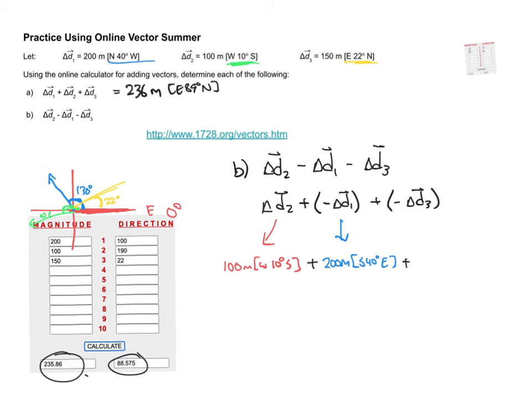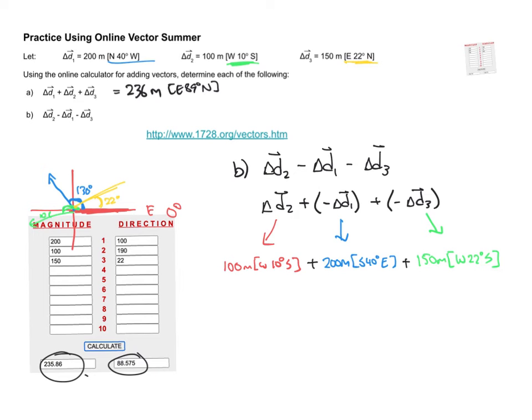Do the same with the third vector. Use green, and it's 150 meters, but the opposite direction, so east changes to west, and north changes to south. So basically my step was to change the subtraction into addition by flipping those directions.